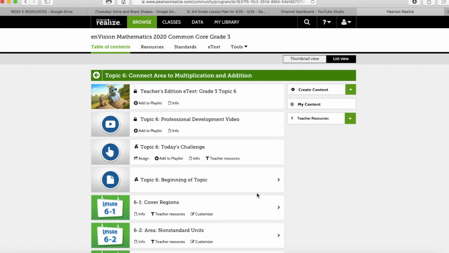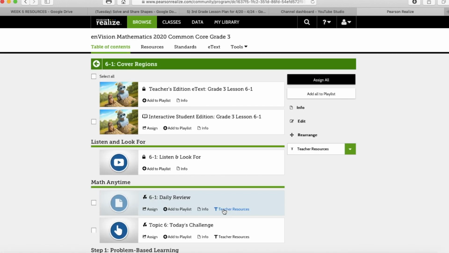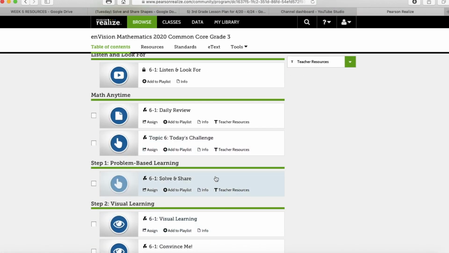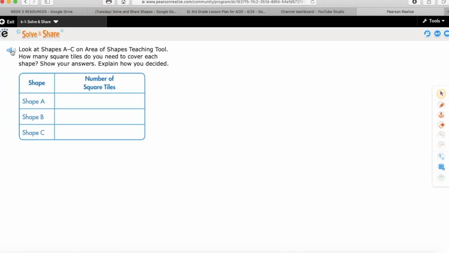So go ahead and turn to your big green math book. You should be on page 209 with your solve and share. Let me go find it in my solve and share. Okay, so today your solve and share is A through C on Area of Shapes teaching tool. How many square tiles do you need to cover each shape? Show your answers. Explain how you decided.